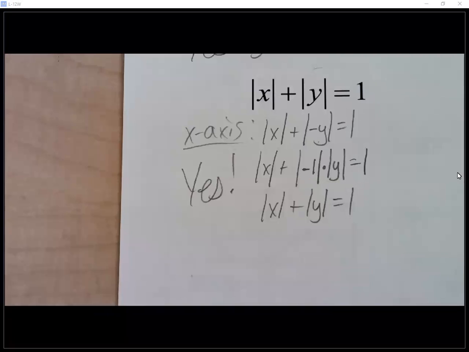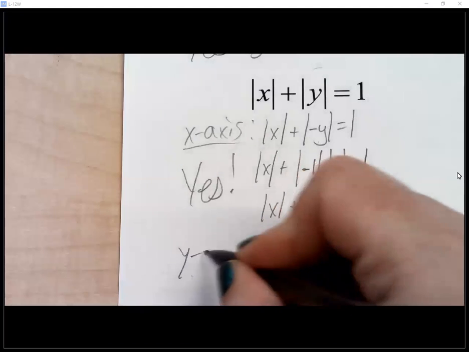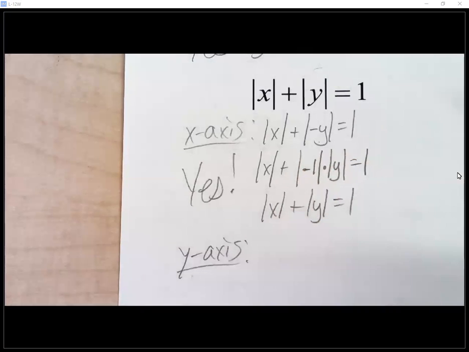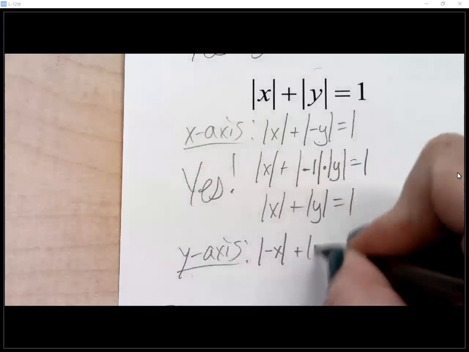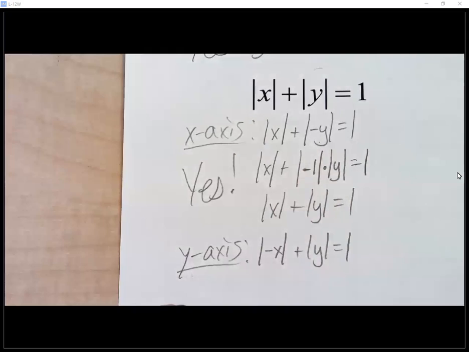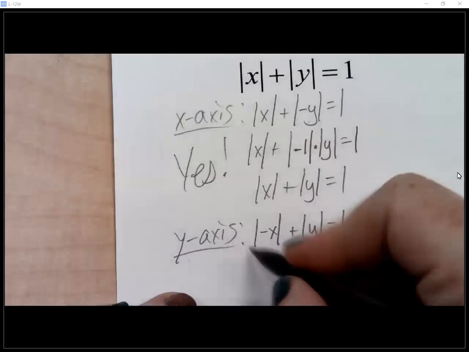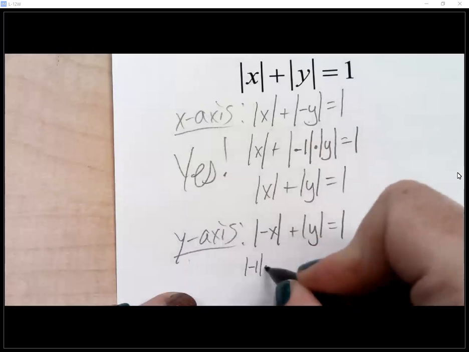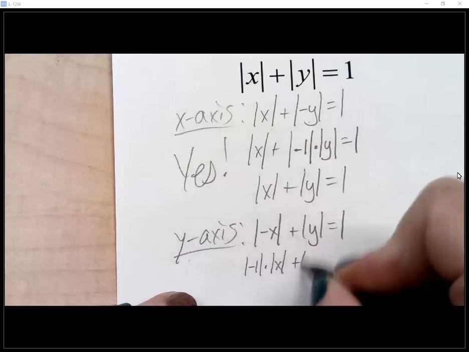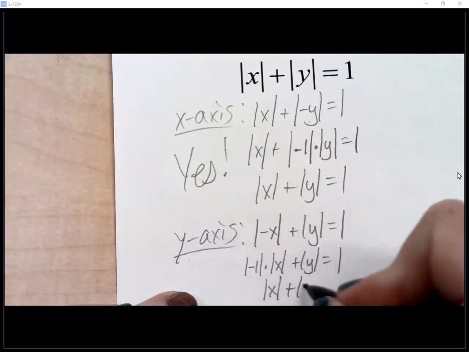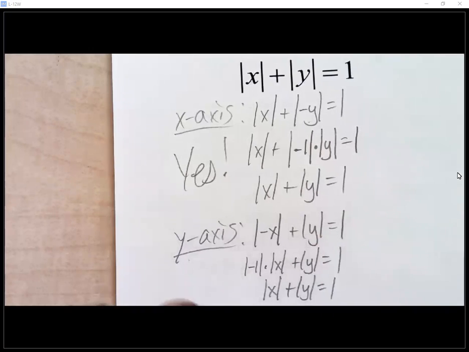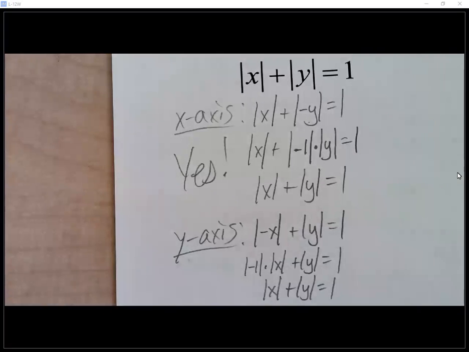Okay, let's try y-axis. We pretty much know we're going to do the exact same thing, right? I have -x plus absolute value of y equals 1. I can play that same game: separate it into -1 times the absolute value of x, plus the absolute value of y. So now I get absolute value of x plus absolute value of y, which matches my original. So that is a yes.